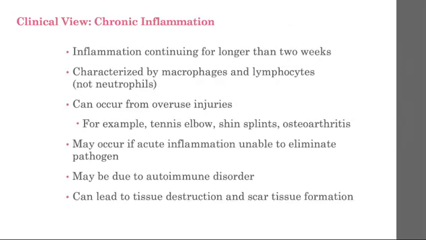Now, if you have chronic inflammation, that means the inflammation is continuing for longer than 2 weeks, and it's characterized by macrophages and lymphocytes, not our neutrophils, and it can occur from our overuse injuries such as tennis elbow, shin splints, or osteoarthritis. It may occur if the acute inflammation is unable to eliminate the pathogen, or it may be due to an autoimmune disorder, and it can lead to tissue destruction and scar tissue formation.